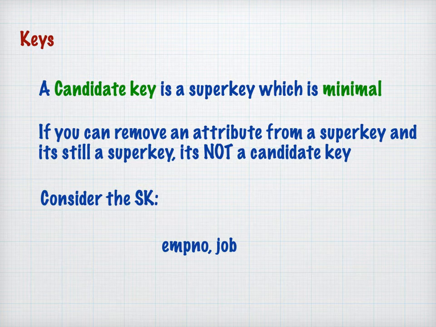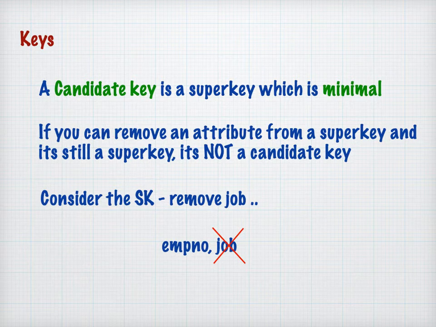So have a look at emp number job. Now, emp number job is a super key. If we supply emp number and job to the table, then we will get one row back. But let's have a look at that. We know it's a super key. Is it a candidate key? Now, what we could do is cross out job. And when we cross out job, emp number job becomes just emp number, and it is still a super key.